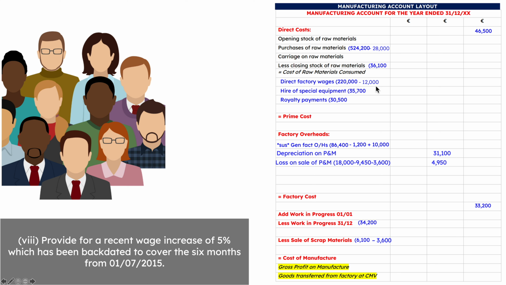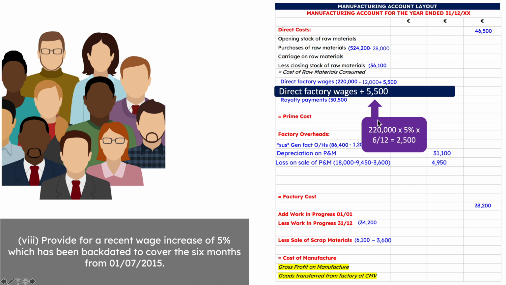We're going to have to add the wage increase to factory wages. And we work out here that it is a €5,500 wage increase. Now, how did I get that? It is 220,000, multiplied by 5%, multiplied by 6 over 12 months, and that is 5,500 there. Sorry, that should say 5,500.